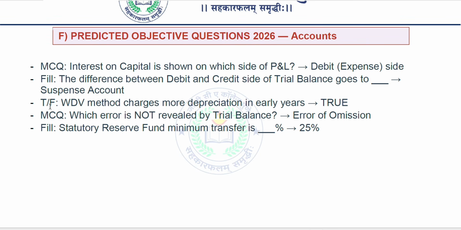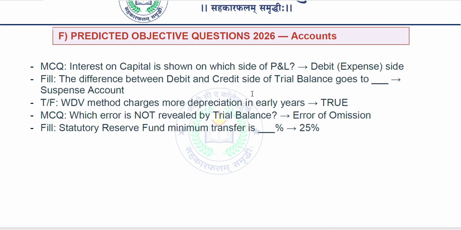Predicted objective questions 2026 accounts. MCQs: interest on capital is shown on which side of profit and loss account? Debit side, expense side. Fill in the blanks. The difference between debit and credit in the trial balance goes to the dash, the suspense account.